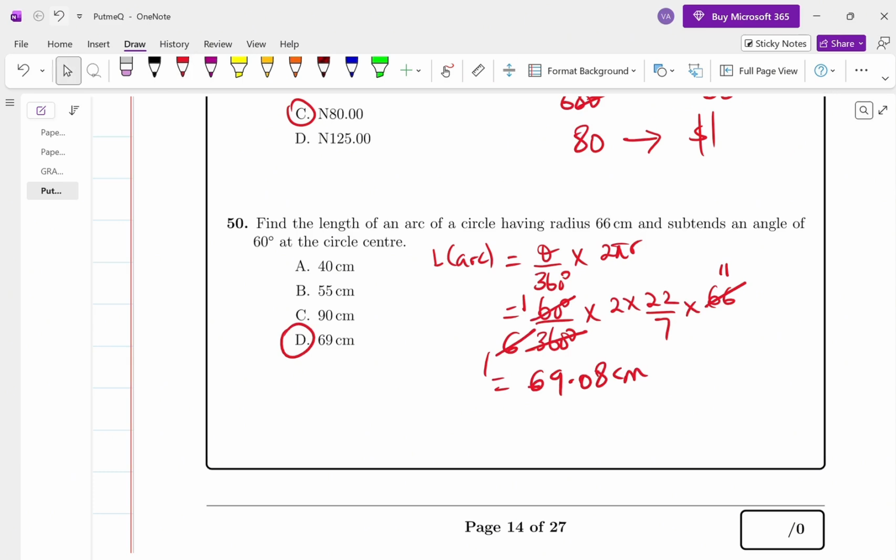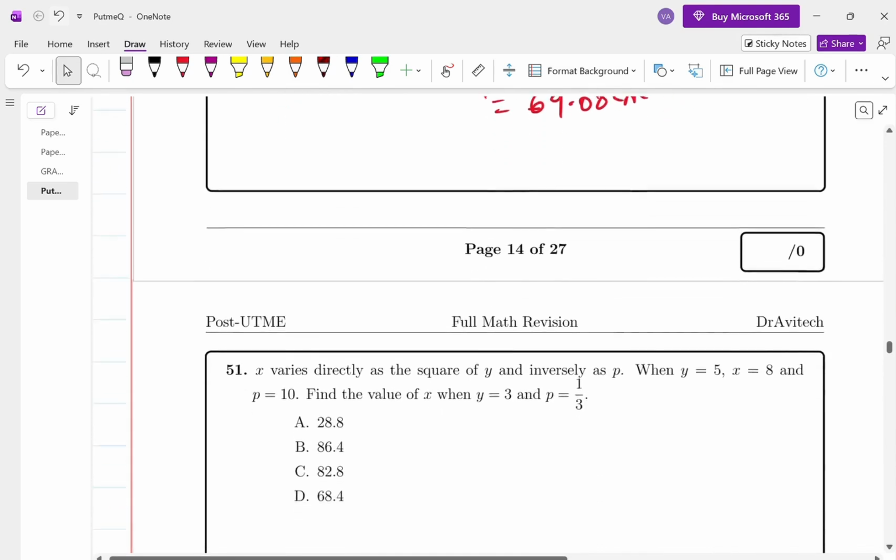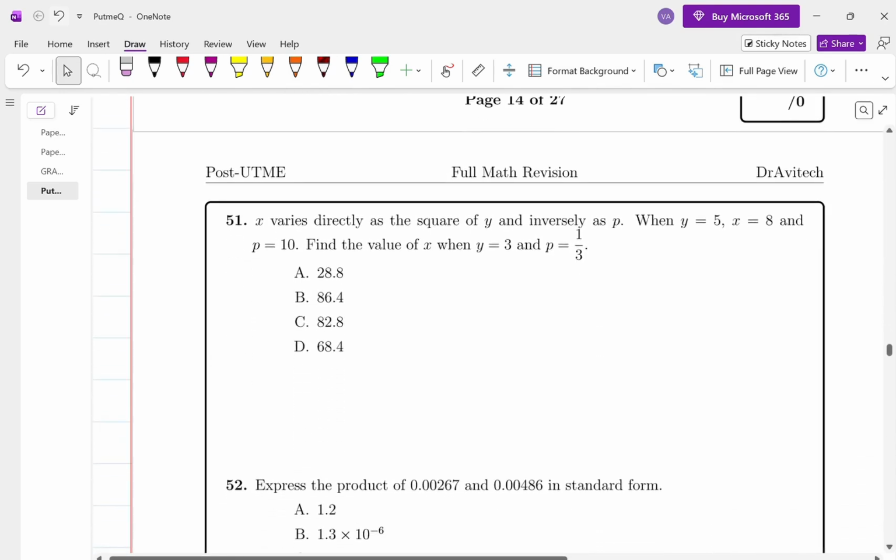Now question 51. So we've just gotten to the half of it. If you've made it this far, you are strong. Remember, you can always pause the video, go get a glass of water, drink something or get a bottle of juice, drink and return to the video.